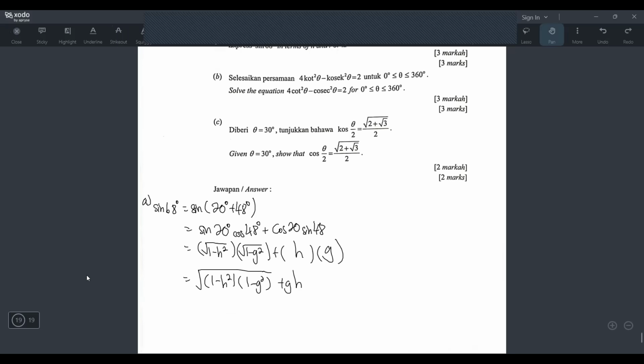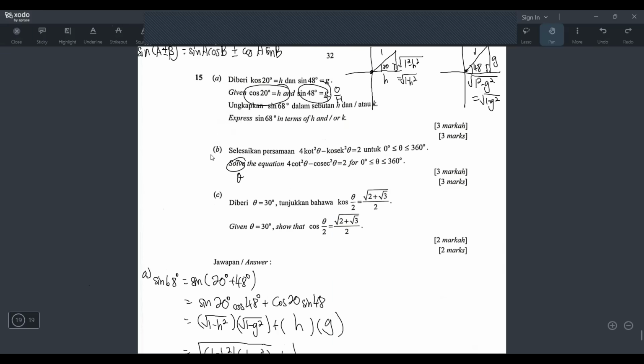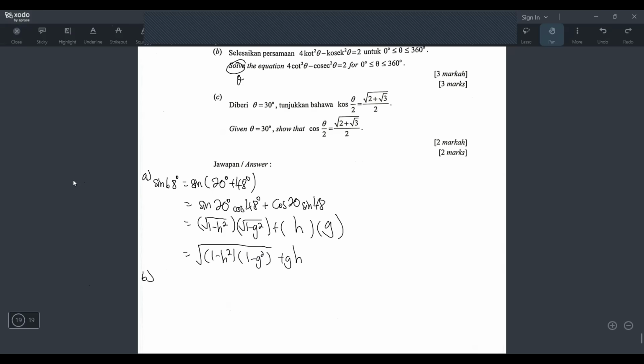Okay, let's continue with question B. B is very different because they never ask you to find something data. They ask you to solve, which means they want to find the angle. So for B, you don't have to draw. But in the exam, if they want you to find something like sine, cos, tangent, cosec or whatever of the angle, then you have to draw. But for B, they want you to find the angle, so you don't have to draw, right?